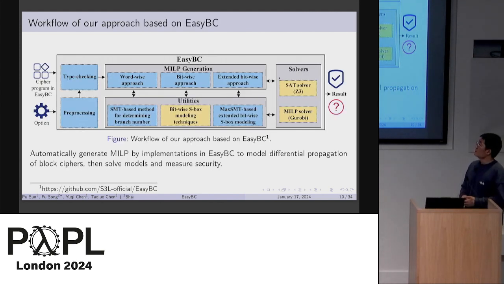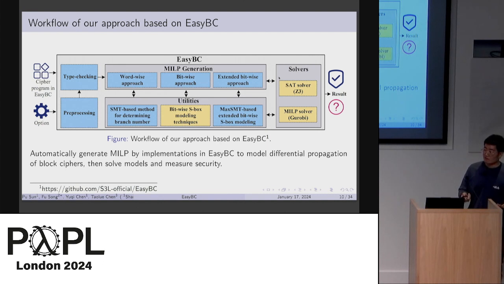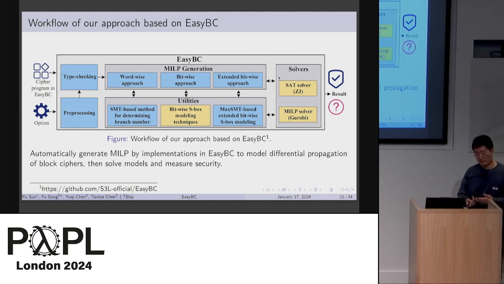Then based on EasyBC, a generic and automatic approach was proposed. It takes the EasyBC implementation of block ciphers as input, and after pre-processing and type checking, one of three approaches will be selected to generate the corresponding MILP model. After that, a solver will be automatically invoked to solve the corresponding models and obtain the final results. That is to say, the minimum number of active S-boxes or the max EDCP.